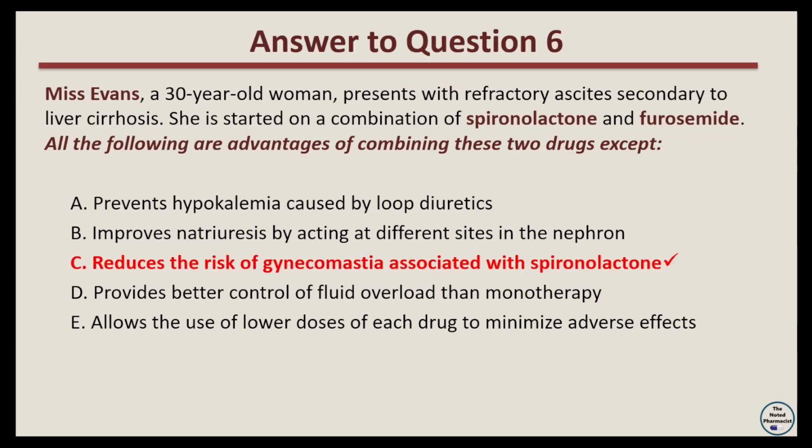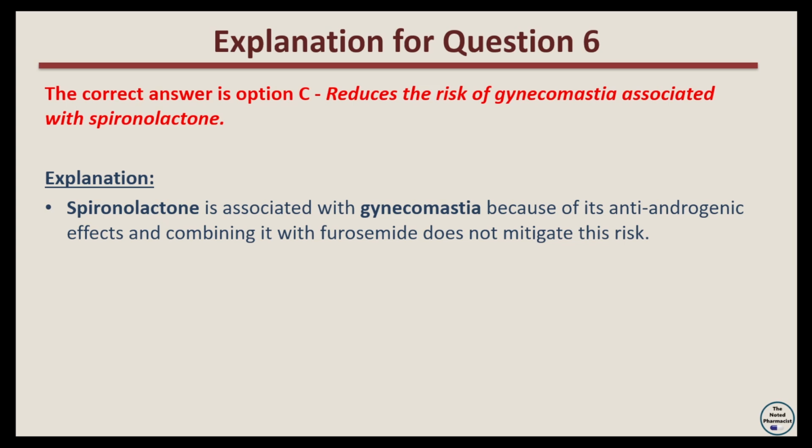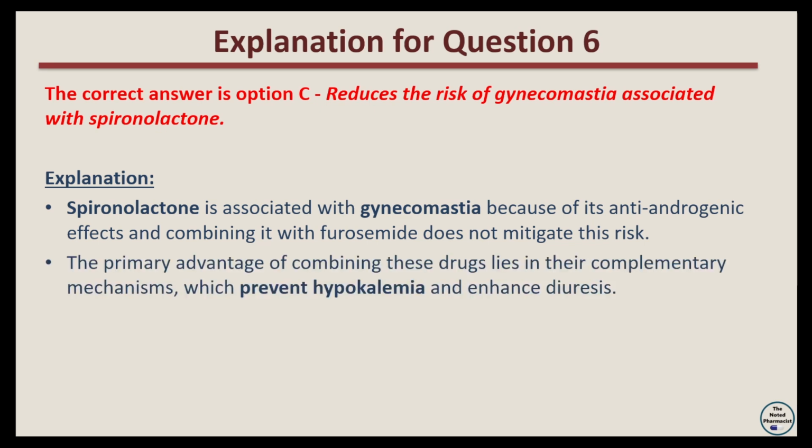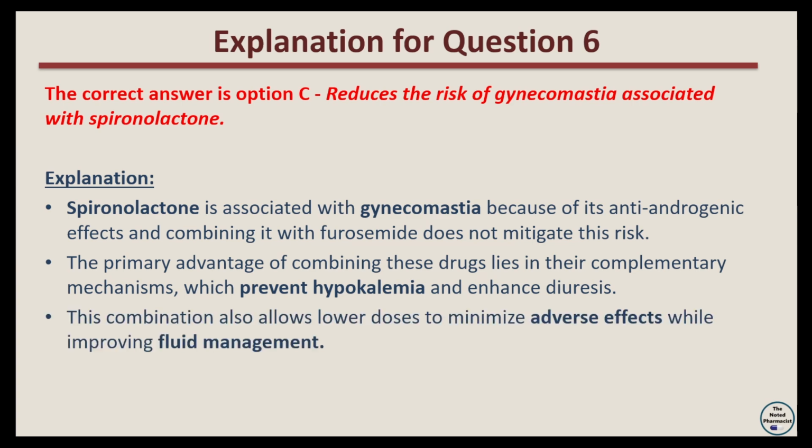The correct answer is option C. Reduces the risk of gynecomastia associated with spironolactone. The explanation is that spironolactone is associated with gynecomastia because of its antiandrogenic effects, and combining it with furosemide does not mitigate this risk. The primary advantage of combining these drugs lies in their complementary mechanisms, which prevent hypokalemia and enhance diuresis. This combination also allows lower doses to minimize adverse effects while improving fluid management.